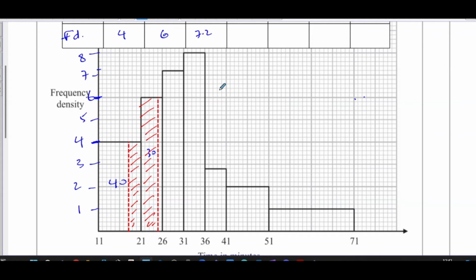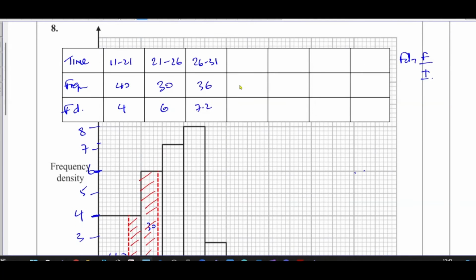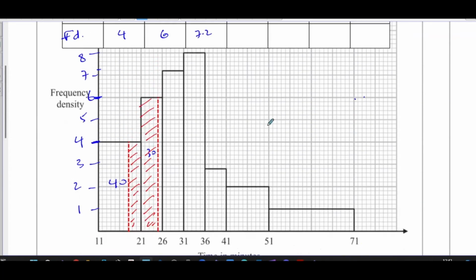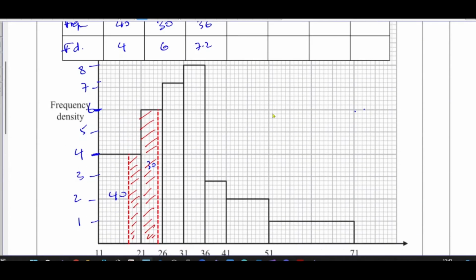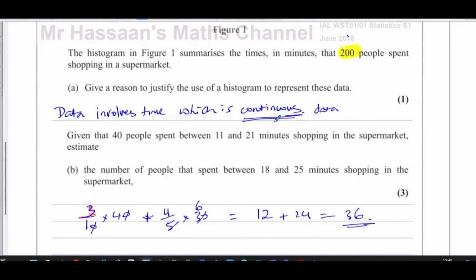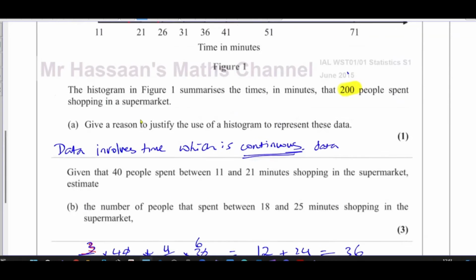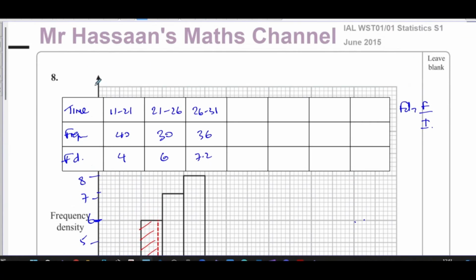Okay, but this is, I think, better because it's going to help us with other parts of the question later on. If we have this table ready, it will help us for other parts of the question. We can fill in the rest of the table and then use it for other parts, which we will need to do. Okay, so that's part B done of this question. 36 people spent between 18 and 25 minutes shopping in the supermarket. Okay, so there's the answer to that question using proportion here with histograms.